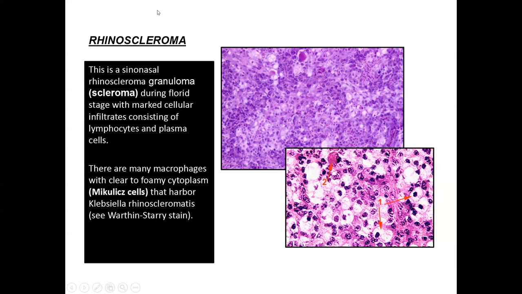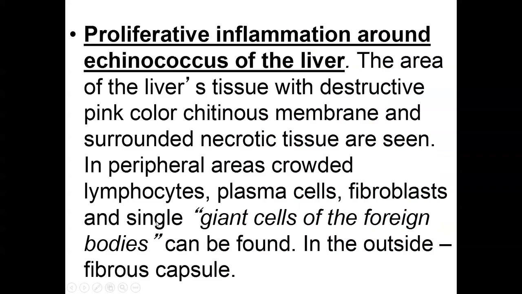The other so-called specific inflammation is rhinoscleroma. This is a sinonasal rhinoscleroma granuloma, the other name scleroma, during the florid stage with marked cellular infiltrates consisting of lymphocytes and plasma cells. There are many macrophages with clear vacuolated cytoplasm, so-called Mikulicz cells, that harbor Klebsiella rhinoscleromatis. So here, very well seen with Warthin-Starry stain.